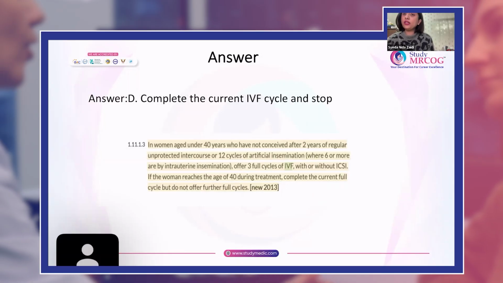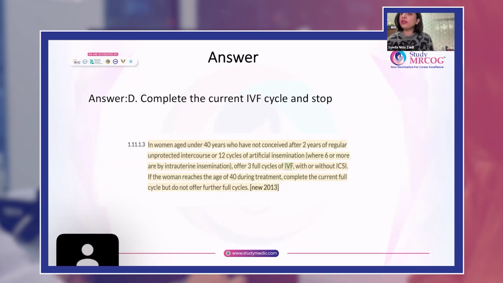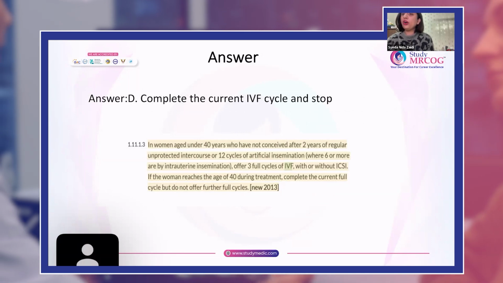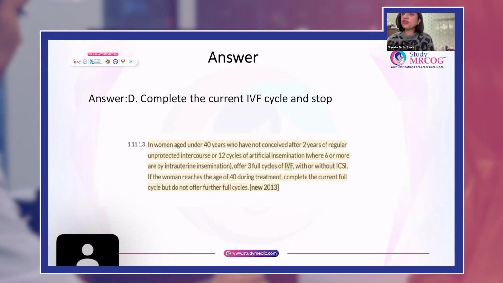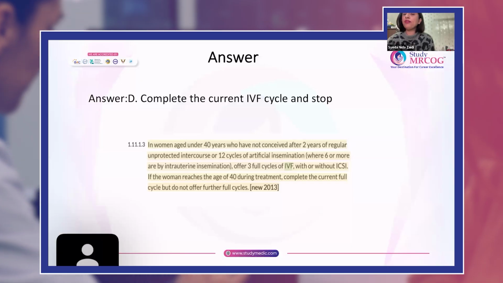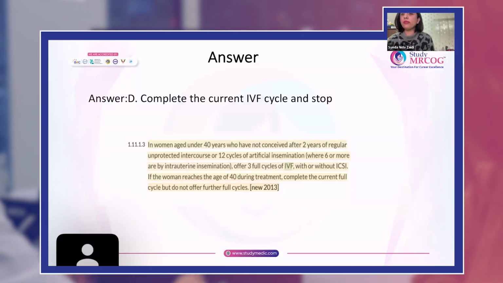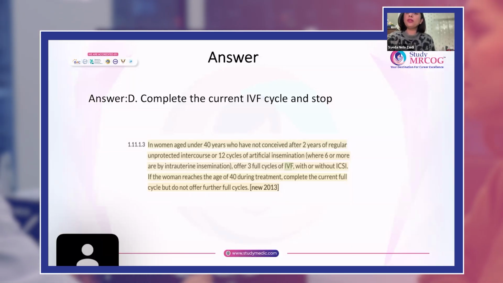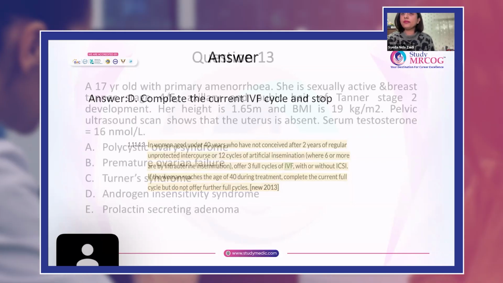In a woman aged under 40 years who has not conceived after 2 years of regular unprotected sexual intercourse, or after 12 cycles of IUI, 6 or more by IUI, offer 3 full cycles of IVF, with or without ICSI. If the woman reaches the age of 40 during the treatment, you need to complete the full cycle, but do not offer any more cycles.